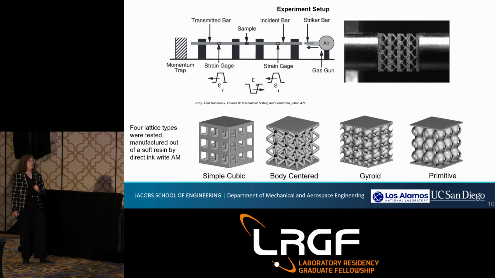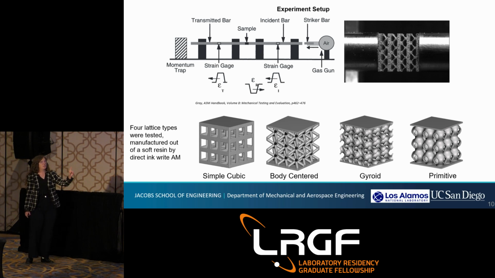So for the experimental setup, I employed one of the Hopkinson bars at Los Alamos National Lab. We picked 4 different standard lattice types shown there on the bottom. These were additively manufactured out of a soft polymer, which is also interesting because a lot of the works that look at similar things work with much stiffer materials and metals. So this is maybe a little bit different than some of the other work people have looked at.